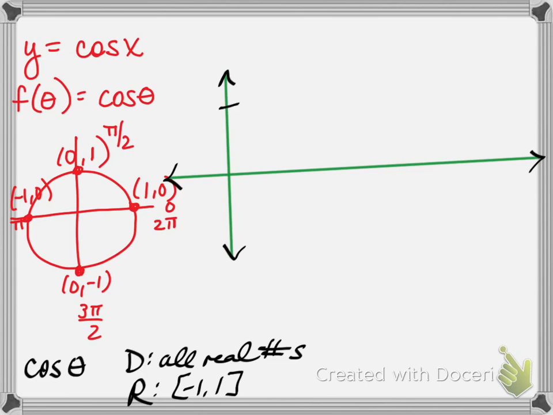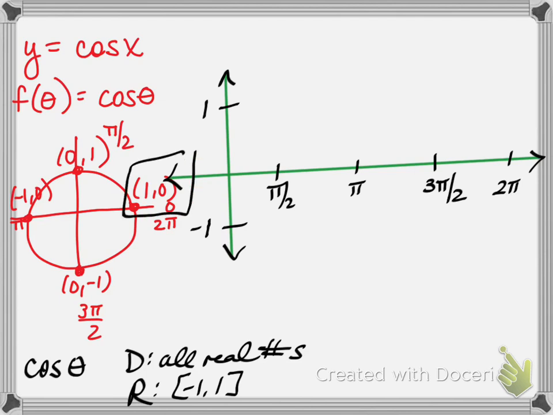So we're going to go ahead and set up our y-axis between -1 and 1. And we'll do the same numbers on the x-axis using our quadrant angles. Then, as we do the cosine of 0, we'll look at this ordered pair, and cosine is the x value. So the cosine of 0 is 1.